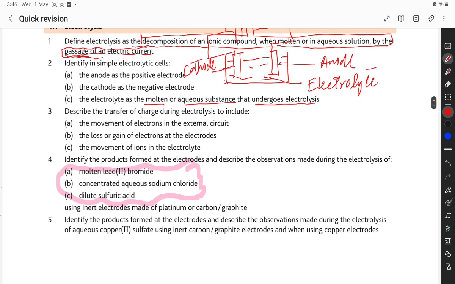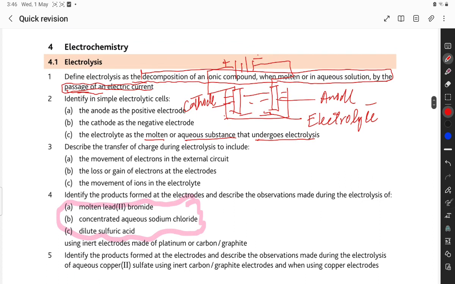Describe the transfer of charge during electrolysis to include the movement of electrons in the external circuit, movement of ions in the solution, and this is very important, movement of electrons when any ions lose electrons. So electrons are moving in this circuit and ions are moved in the solution. So loss or gain of electrons at the electrodes.